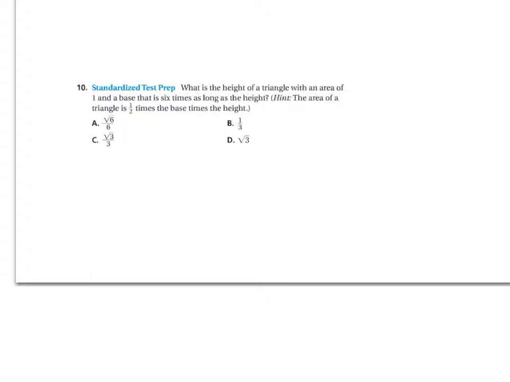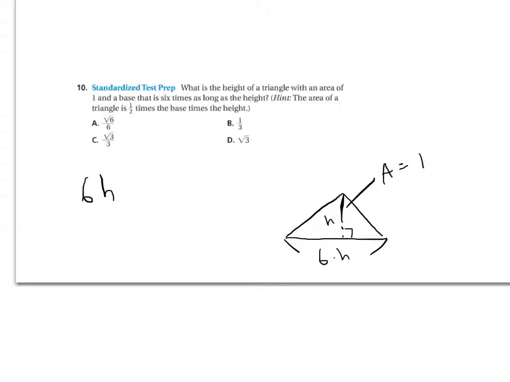What's the height of a rectangle with an area of 1, and the base is 6 times as long as the height? So we have a rectangle, area is 1, height is, let's say height is x, and base is 6 times height. So 6 times height times height is 1. So 6 times height squared is 1. Okay? Then we have height squared equals 1 over 6, because you got to divide both sides by 6. And then take a square root.